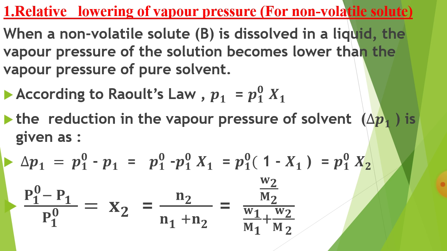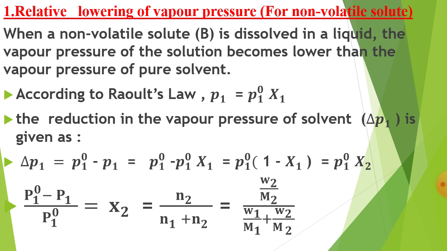Now, when a non-volatile solute, here the solute taken in the form of B, is dissolved in a liquid, the vapor pressure of solution becomes lower than the vapor pressure of pure solvent. This I also told you. Now the surface of solvent molecules is occupied by some solute particles which are non-volatile. That's why less vapor comes from the solvent and hence the vapor pressure of that liquid becomes lower.